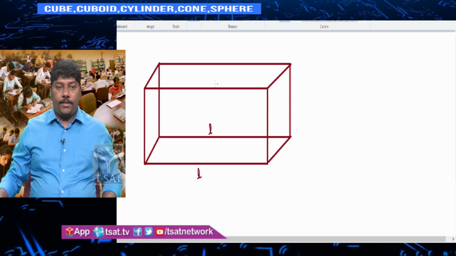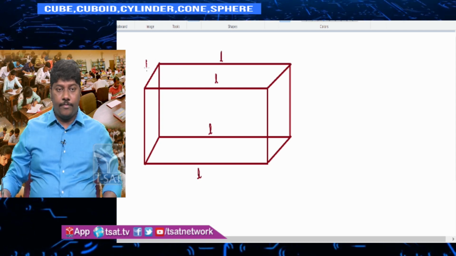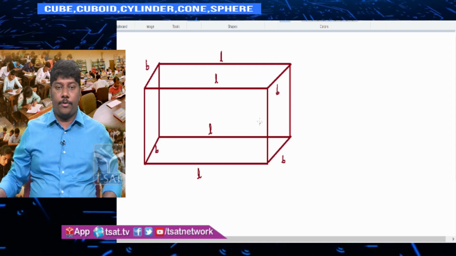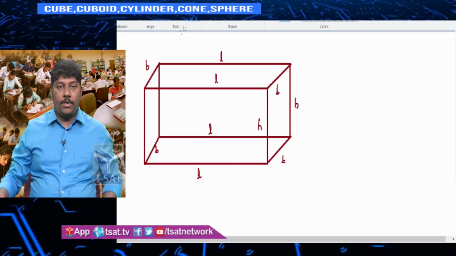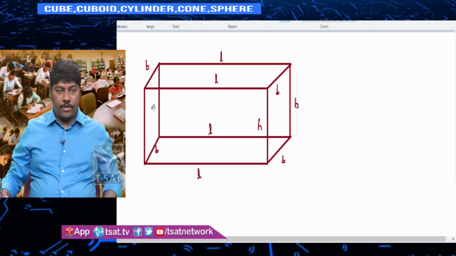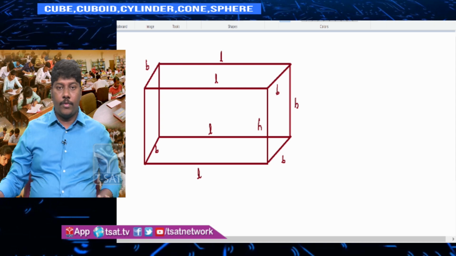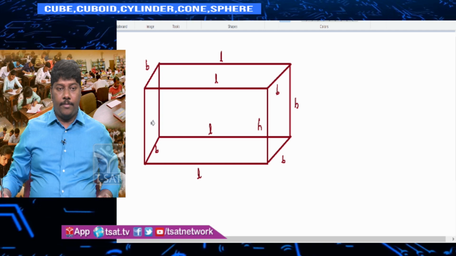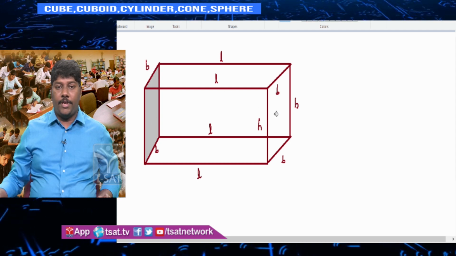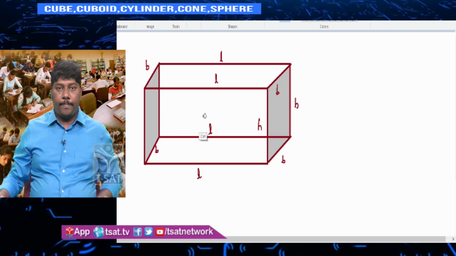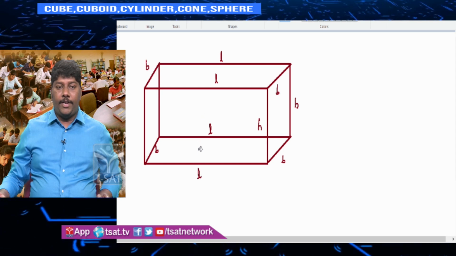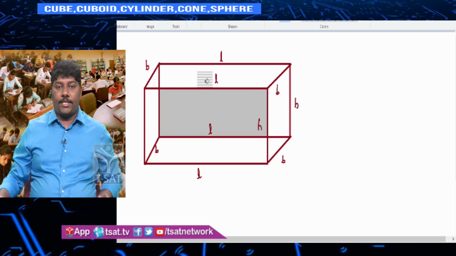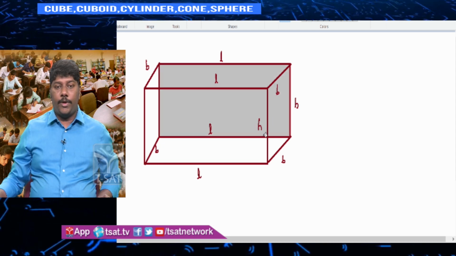Length, length, length, length: 4 edges here, 4 breadths and 4 heights. Heights you can assume as the pillars of the room. What is the lateral surface area? See here. Lateral surface area means area of 4 walls. This is LB, HB, HB. So, there are 2 HBs, and front and back, this is HL, this is HL.